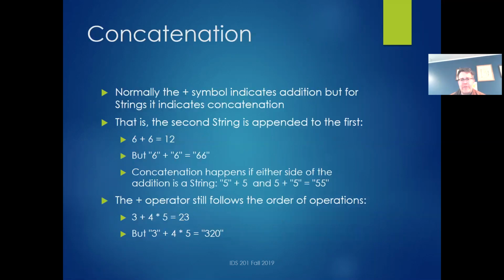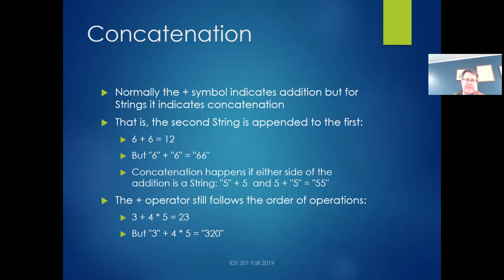Now, concatenation. We've done concatenation in numerous examples to this point. Normally the plus symbol indicates addition, but for strings it indicates concatenation. Concatenation is a fancy word for basically stringing stuff together. So with concatenation, we mean that the first string gets the second string attached to the end of it. So if we're doing regular math with regular numbers, we have 6 plus 6, that's going to equal 12. But we have string 6 plus string 6, we concatenate them together when we use addition, and that gives us the string 6, 6.